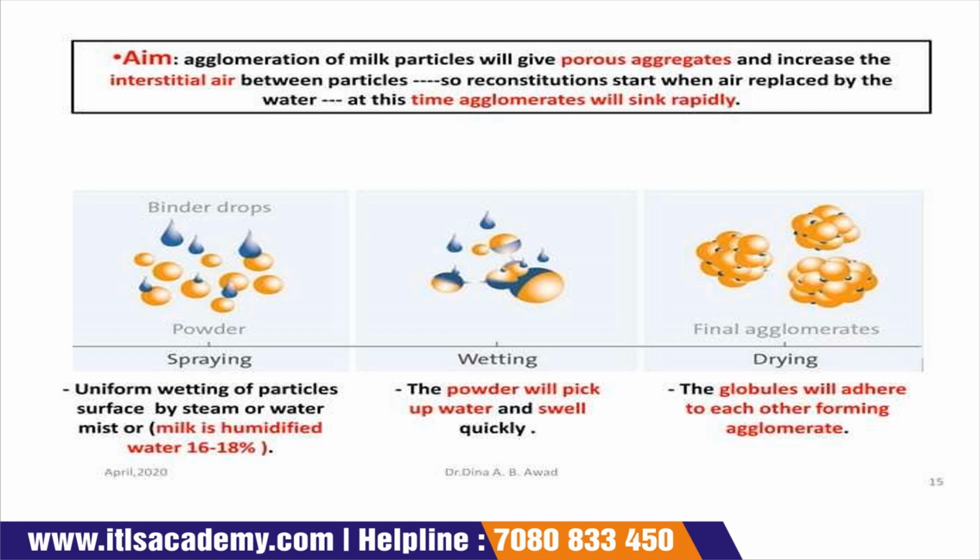Aim: agglomeration of the milk particles, which gives a porous aggregate, and it will increase the interstitial air between the particles, so that reconstitution starts. When air is replaced by water, at the time of agglomeration, the particles will sink.